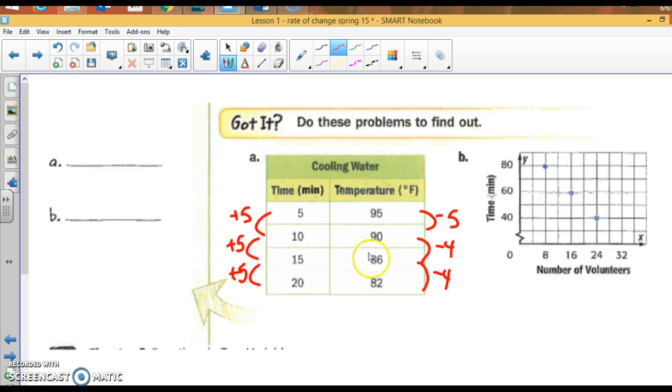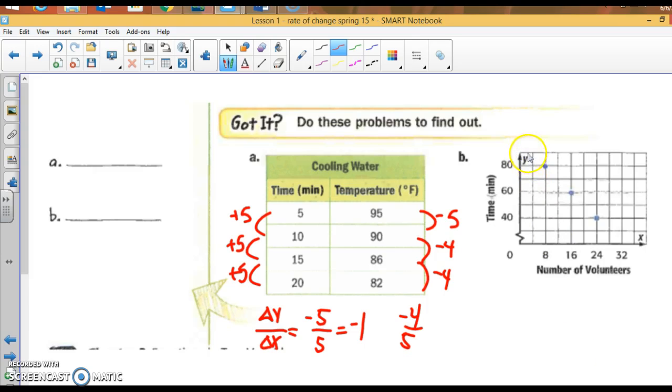No, it is not. Because our change in y over our change in x for our first ordered pair is negative 5 over 5, which is negative 1. And for our second ordered pair, it's negative 4 over 5. They are not the same. So this is not linear. There is not a constant rate of change.